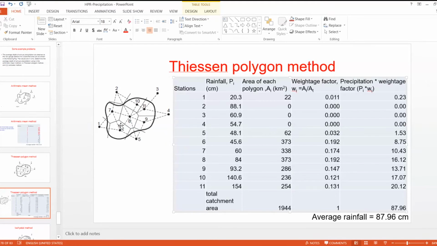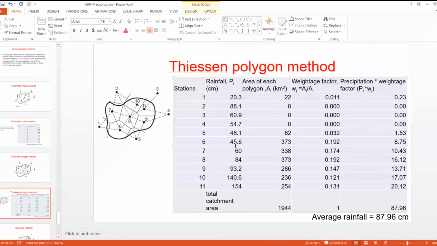For rain gauge station 1, a small part is falling within the catchment area. So that area is given as 22 kilometer square. Similarly, if you look at number 8, this is completely surrounded by one hexagon, and its area is given as 373. So this is the highest area. That means the weightage factor of station number 8 is more than the weightage factor of other rain gauge stations.